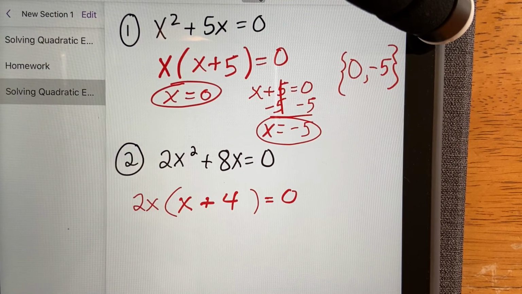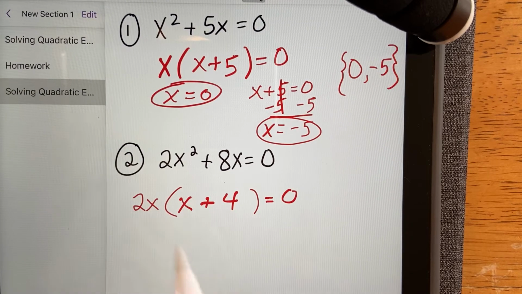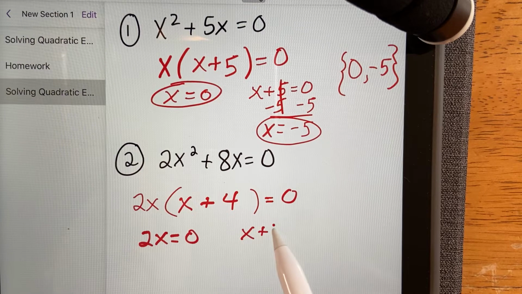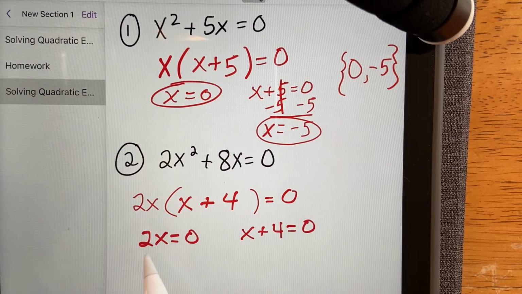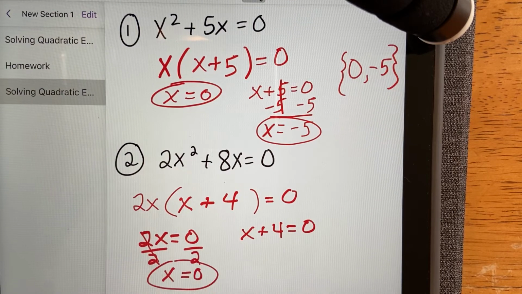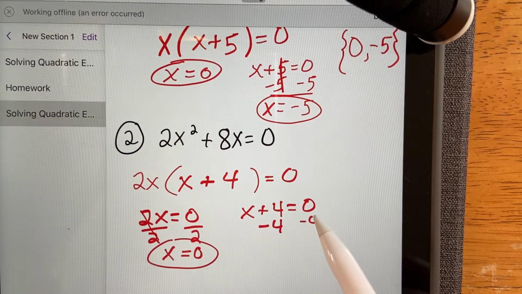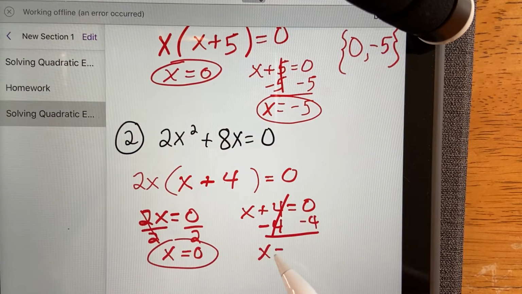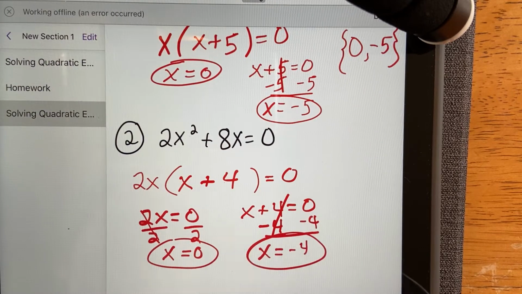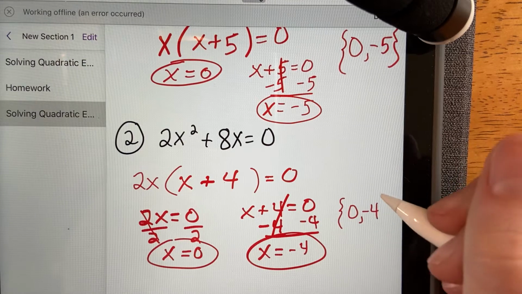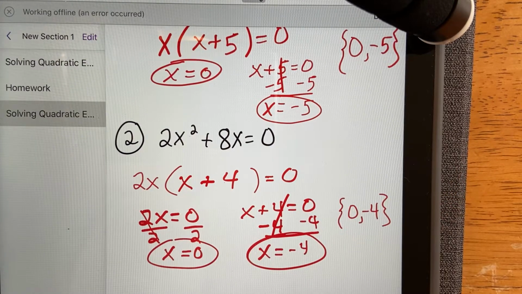Now this is the part where you're going to set each part equal to 0. 2x equals 0, and then x plus 4 equals 0. For this one, you just have to divide both sides by 2, and we end up with x equals 0. So that's the first part. And then for x plus 4 equals 0, just subtract 4 on both sides. So x equals negative 4. That's it. So put your answer in braces: 0, comma, negative 4. That's the solution.